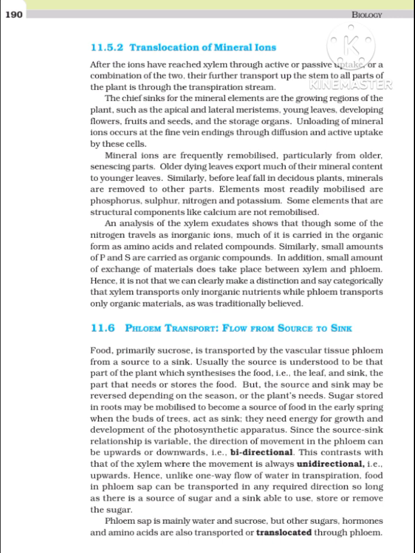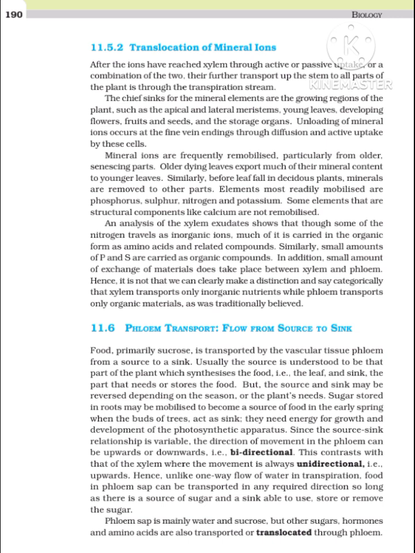11.6 Phloem transport, flow from source to sink. Food, primarily sucrose, is transported by the vascular tissue phloem from a source to a sink. Usually the source is understood to be that part of the plant which synthesizes the food, i.e., the leaf, and sink, the part that needs or stores the food. But, the source and sink may be reversed depending on the season, or the plant's needs. Sugar stored in roots may be mobilized to become a source of food in the early spring when the buds of trees act as sink.